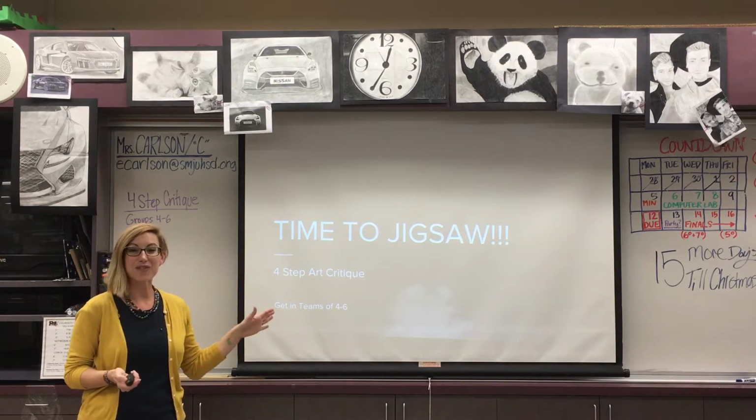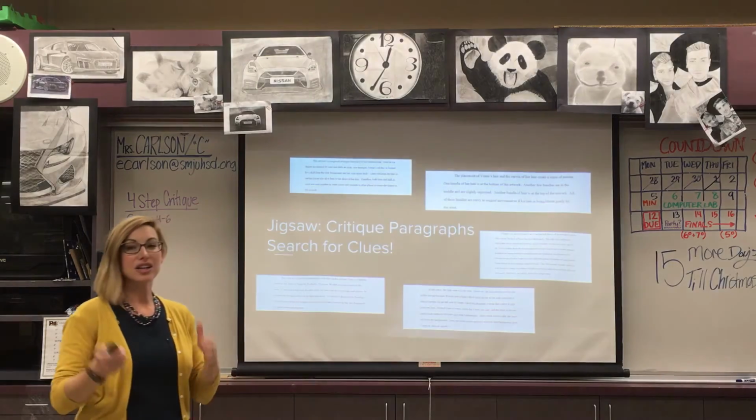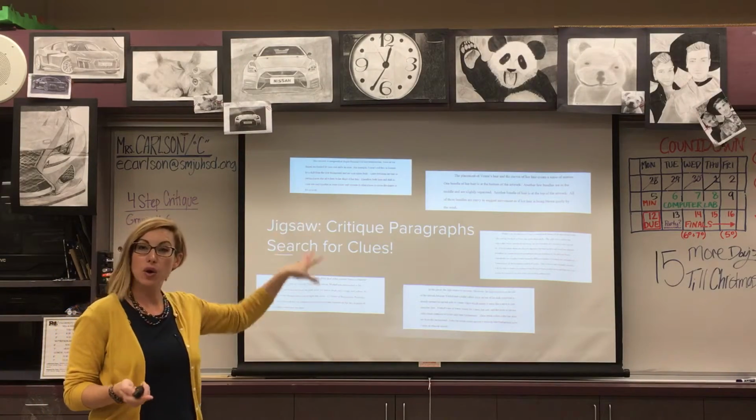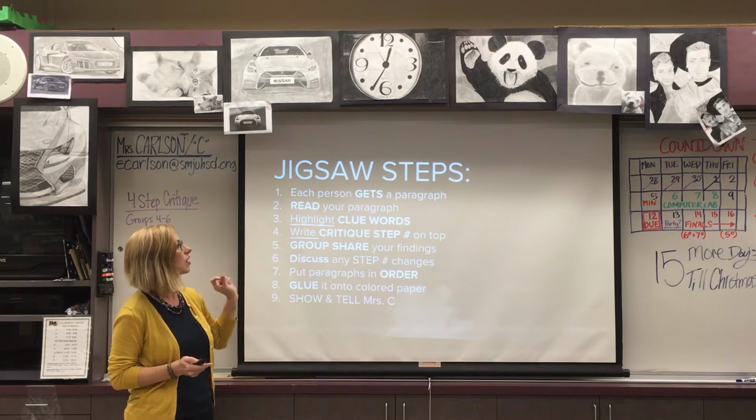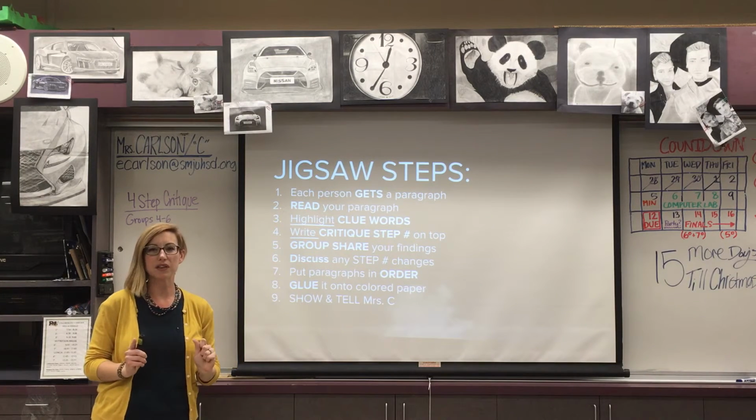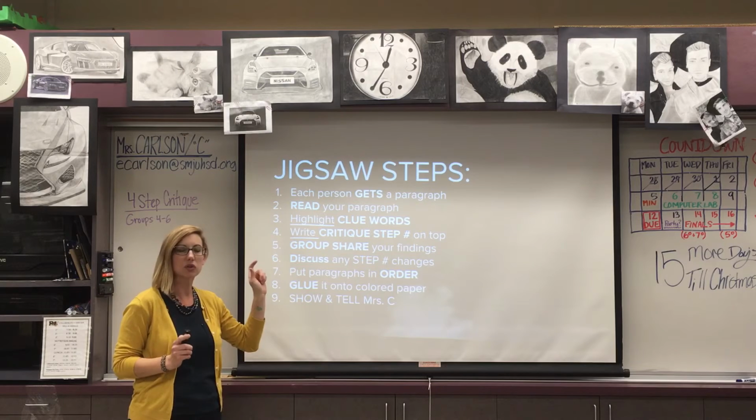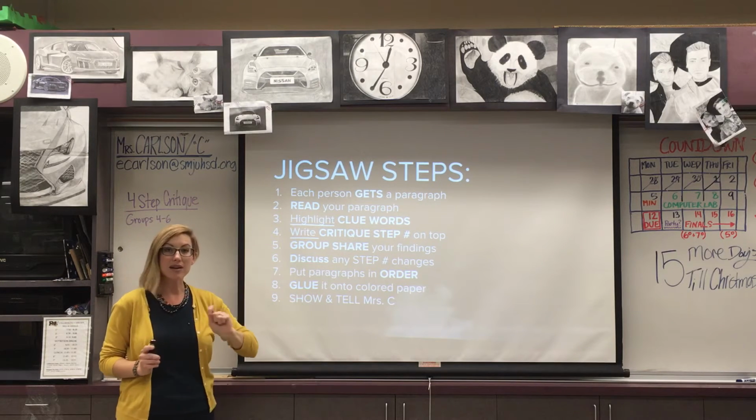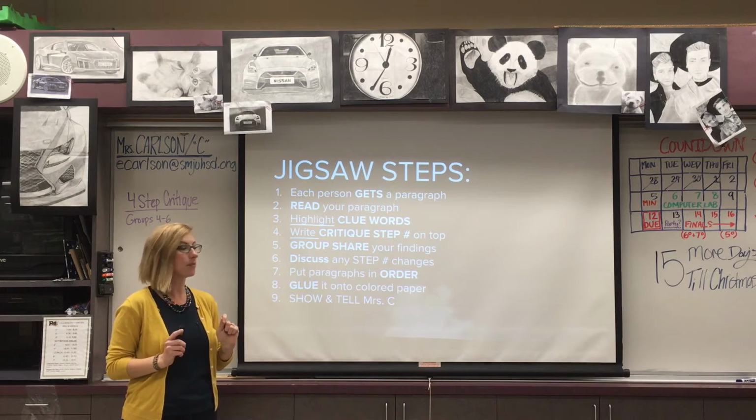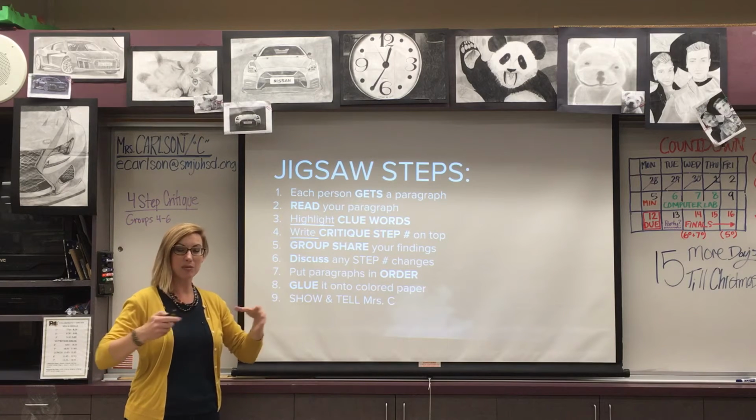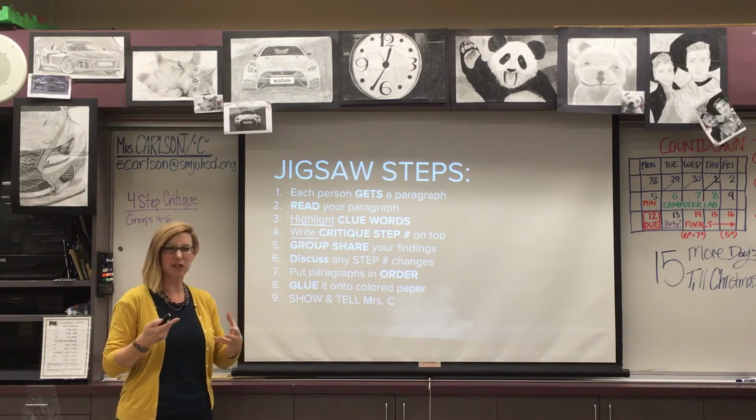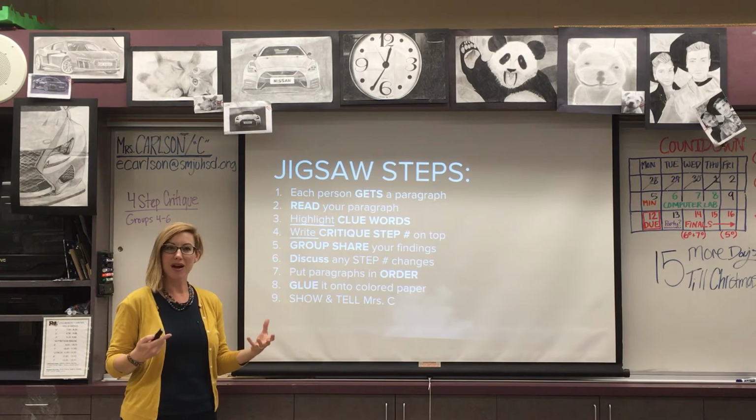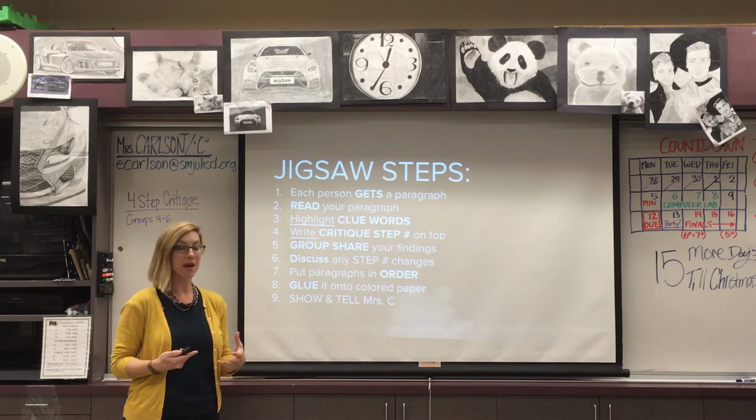So I think it's time for us to jigsaw. You're all going to have your packets where you have your own paragraph. You start off working individually. Everyone gets their own. You're going to read very carefully. Make sure you highlight, circle those clue words. Write what number of the critique step is on the top. And then you're going to discuss amongst your group. See if anyone has any other ideas, if it should be another number or not. Make sure you get the correct step number on it.